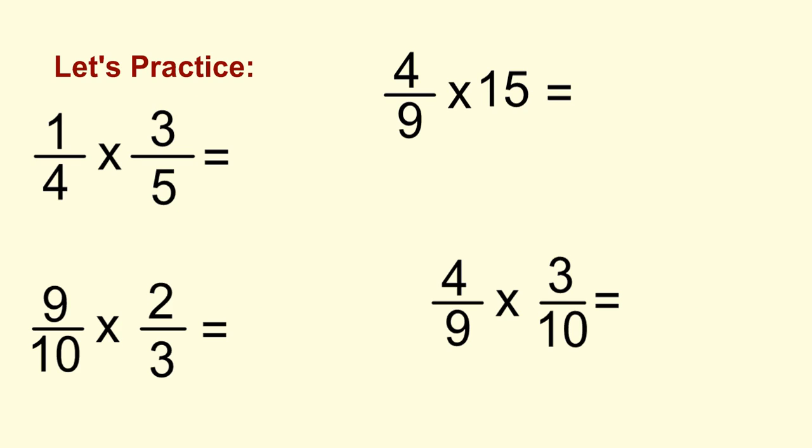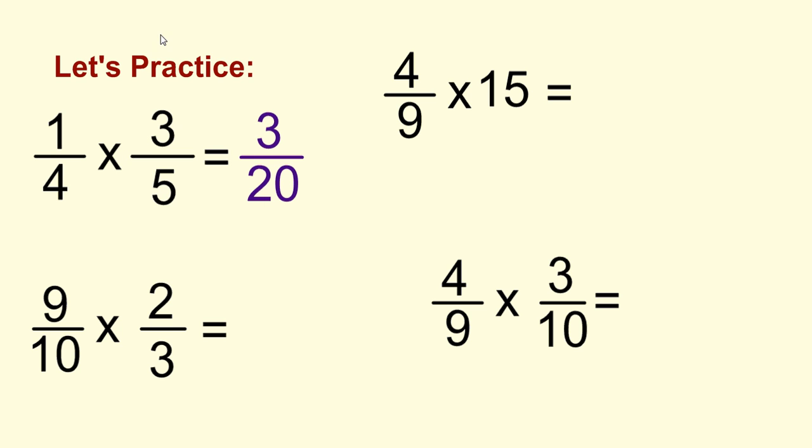All right, so let's practice a little bit. 1/4 times 3/5. You can pause the screen and then push play, and we'll go over them. Okay, let's see how you did. Were you able to simplify anything on the first problem? No. They didn't have any common factors, so we simply multiplied the numerators and multiplied the denominators.